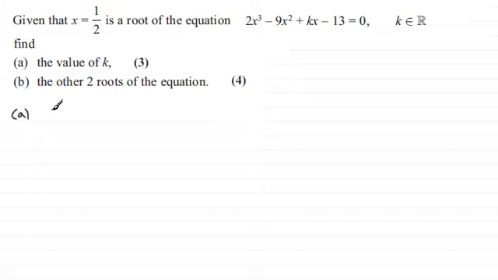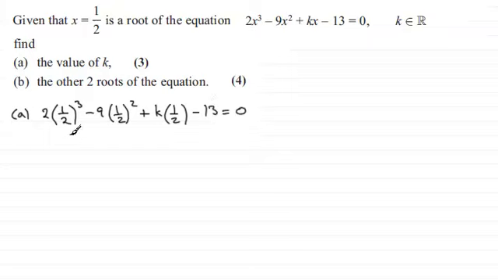So we've got then to get the value of k. We know that x equals a half, so it should satisfy this equation. So all we've got to do is substitute a half in for x and solve it for k. So we're going to have 2 times a half cubed minus 9 times a half squared, and then plus k times a half, and then minus 13, and that equals 0. And if you work this out, you're going to find that you get minus 15 plus a half k, or k over 2, and that equals 0. And clearly from this, k equals 30.